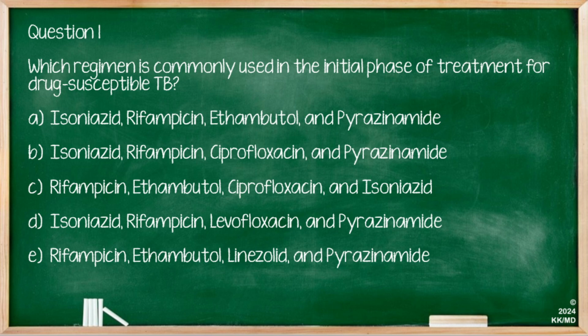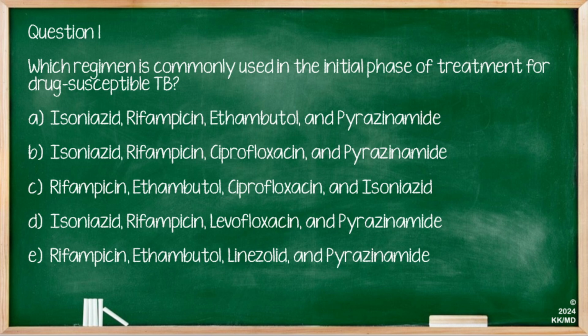Okay, let's do some questions. Question 1. Which regimen is commonly used in the initial phase of treatment for drug-susceptible TB? A. Isoniazid, rifampicin, ethambutol, and pyrazinamide. B. Isoniazid, rifampicin, ciprofloxacin, and pyrazinamide. C. Rifampicin, ethambutol, ciprofloxacin, and isoniazid. D. Isoniazid, rifampicin, levofloxacin, and pyrazinamide. E. Rifampicin, ethambutol, linezolid, and pyrazinamide.